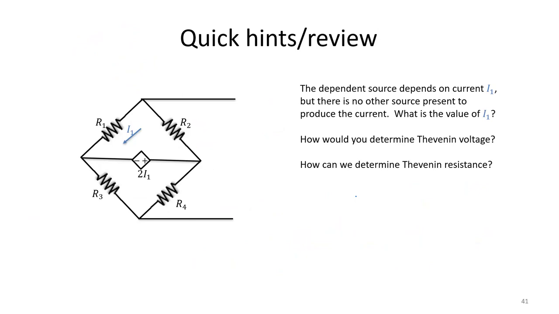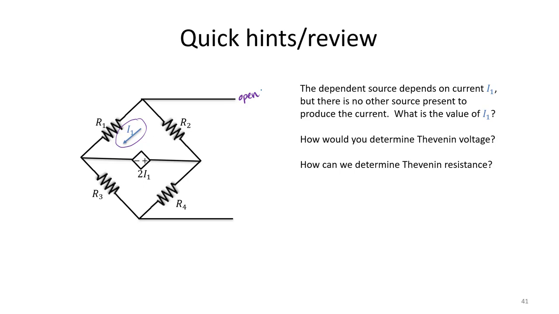Our last hint is about a common question about finding Thevenin equivalent for this more complex bridge circuit. Let's consider a few questions. First thing to notice about this circuit here is that our dependent source depends on current I1, but there is no other source present to produce current I1. And the circuit is also connected at the moment to an open.